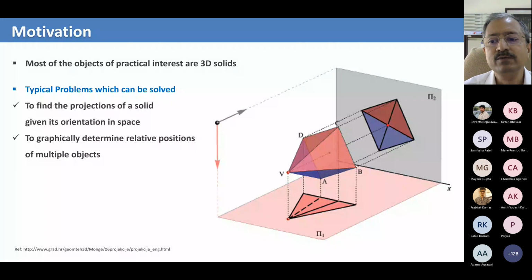So typical problems that we want to solve through this exercise are, one, not only projections of a solid, but also the orientation of a particular solid or its faces in space. And number 2, like we did distance between a point and a line, or a distance between 2 lines, which was the last part of the last class. Those things can also be determined through the projections method.